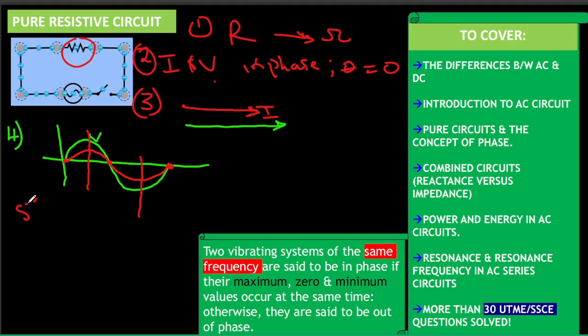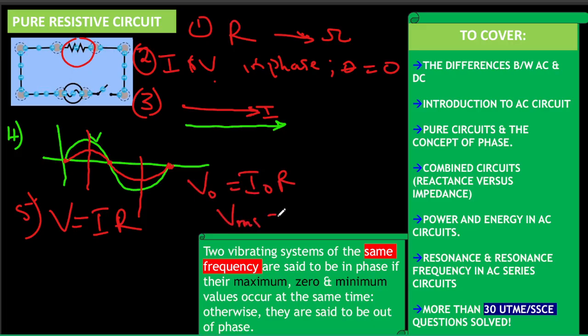Now the 5th point is that Ohm's law still applies here. V is equal to IR, all right? Of course, if you're talking about V naught, it should also be I naught R. If you're talking about V RMS, it should also be I RMS times R. Is that okay? Now, two vibrating systems of the same frequency are said to be in phase if their maximum, 0, and minimum values occur at the same time. Of course, we've noted that.